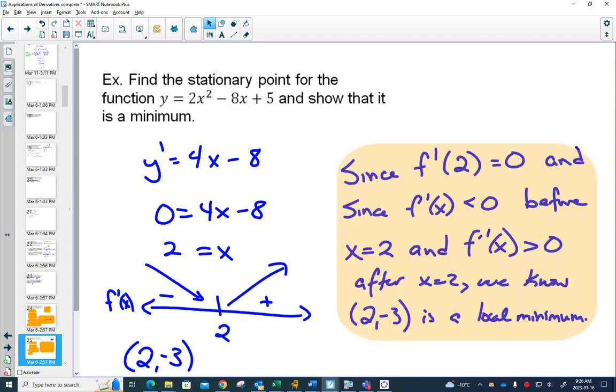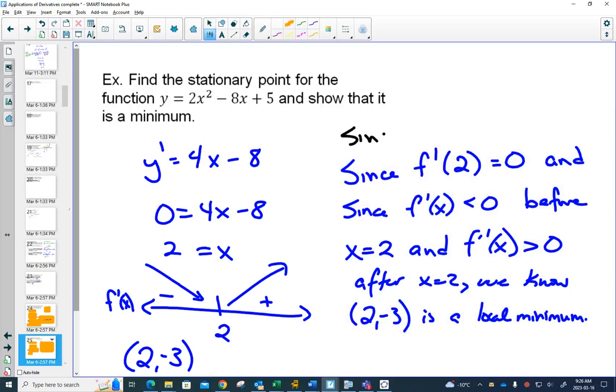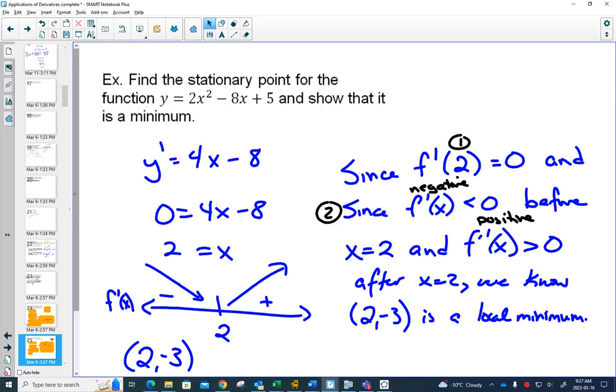So our statement here. Since, oh no, I did this time I did. Oh, I missed. Here, since f prime of 2 is 0, 1 and 2. Since f prime is negative before x equals 2 and positive after x equals 2. If you would prefer to use the words negative and positive, that is perfectly fine. We know it has to be a local minimum.